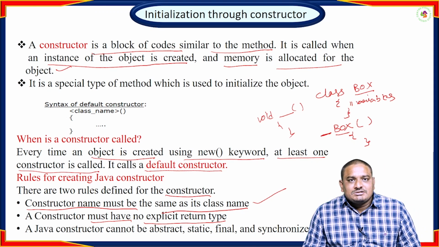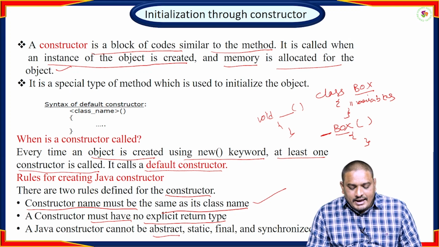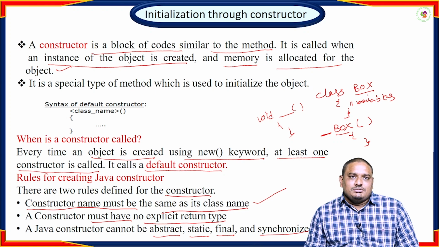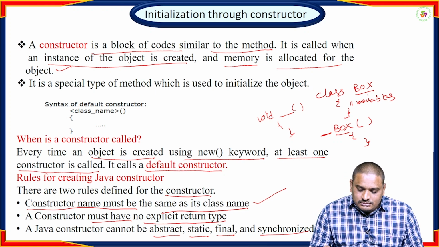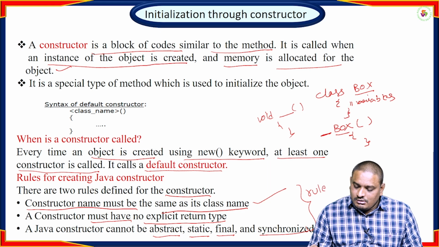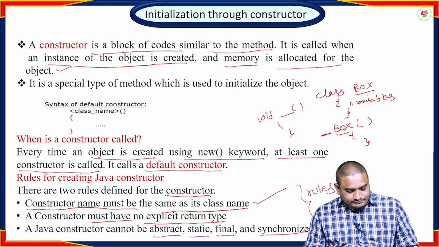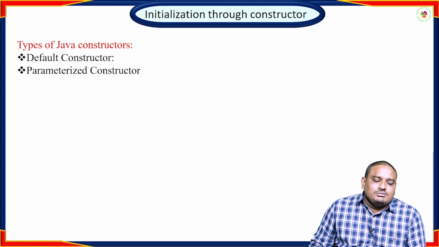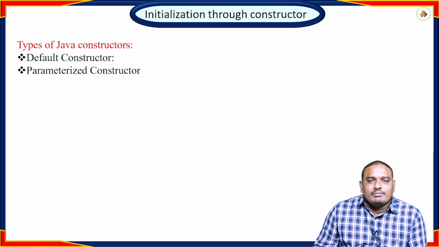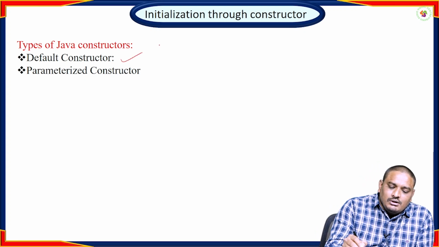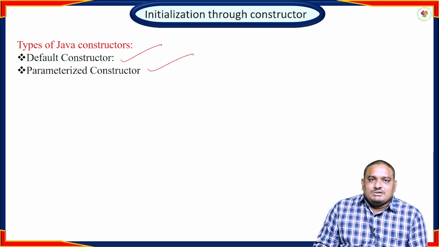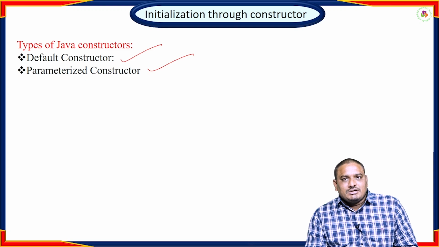Here, a Java constructor cannot be abstract, static, final or synchronized. These are the rules for a constructor. Let's see what the types of constructors are. There are two types of constructors. The first one is the default constructor, the second one is the parameterized constructor. Let's go through them one by one with examples.